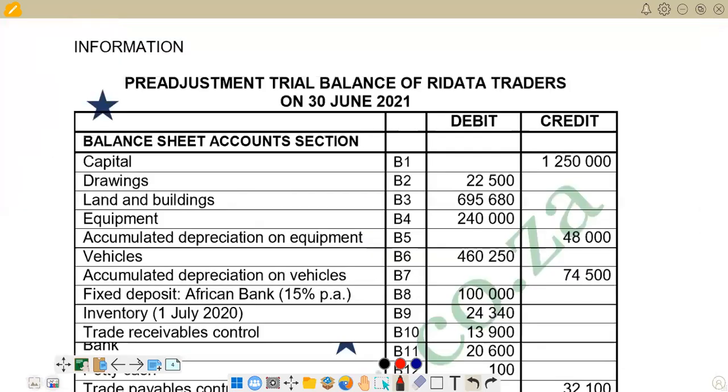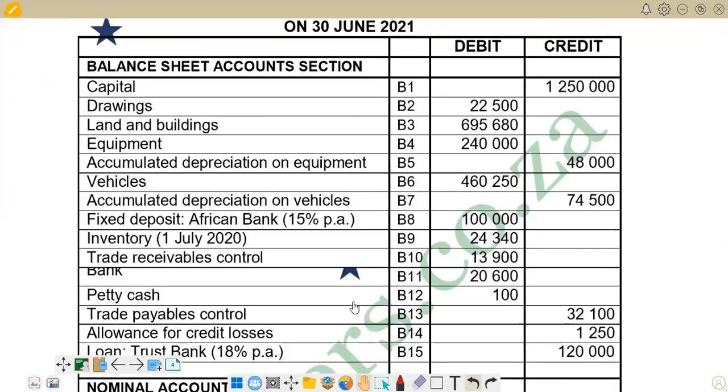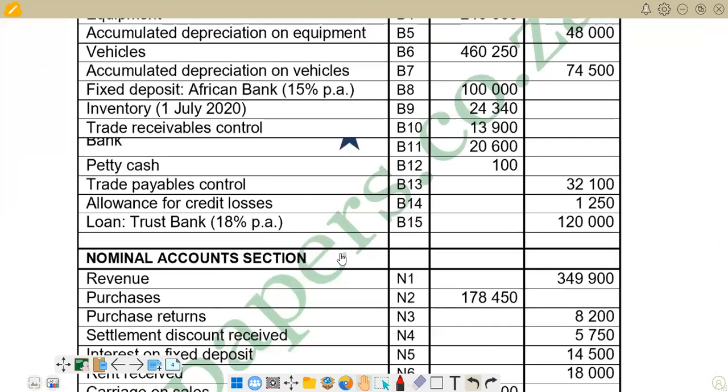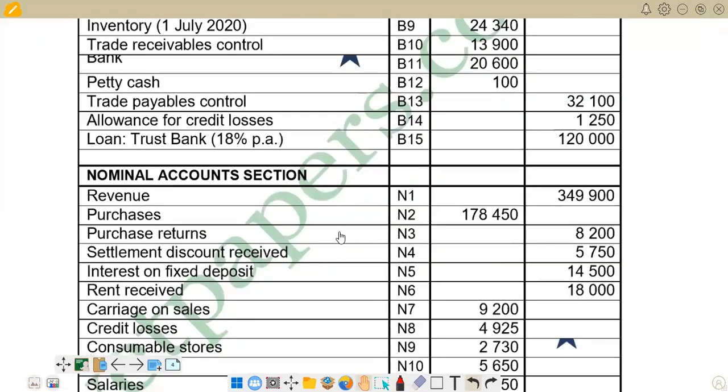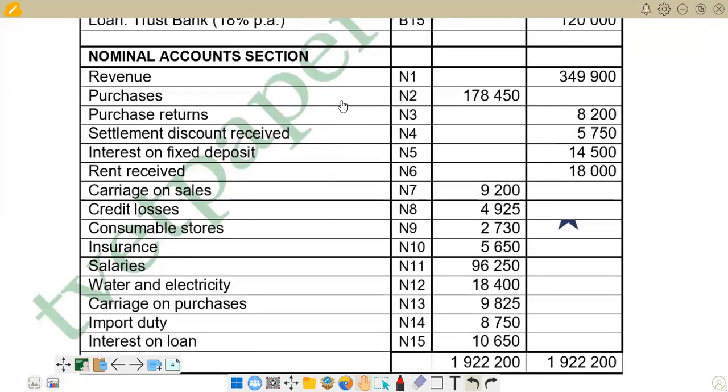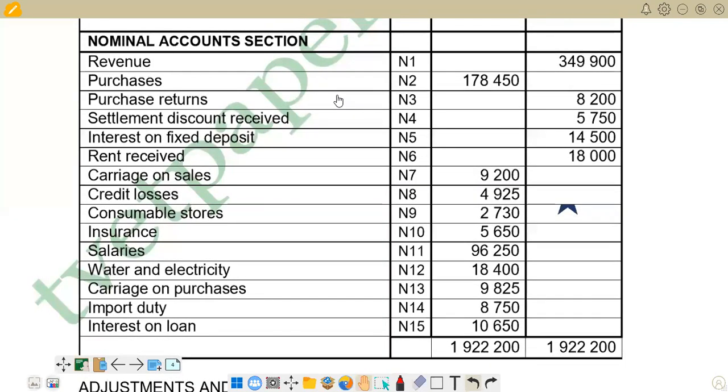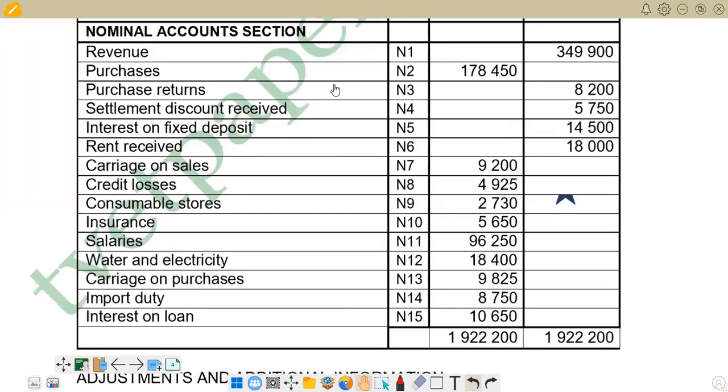Right. If you move to the question, we are given the balances there: the pre-adjustment trial balance of pre-data traders on 30 June 2021. And then we are given these balances on the debit side and the credit side. We can go down to check the other information that we are given there. And then we've got the nominal section. The nominal section represents the actual amount that was received or paid. If it's revenue, we are saying this is the actual revenue that was received in that period.